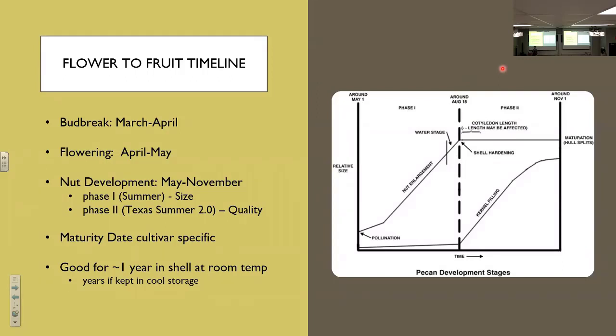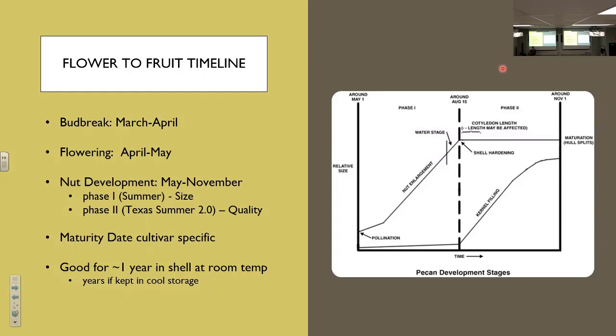So as I mentioned, the native range stretches from Illinois to Texas, so there's quite a difference in latitude there. The northern material, as you would guess, matures much quicker than the southern material. A great example is the cultivar Pawnee, which was released by the USDA pecan breeding program several years back. It's known to mature and be harvestable around the end of September, whereas material native to Texas is usually harvested around the beginning of November.